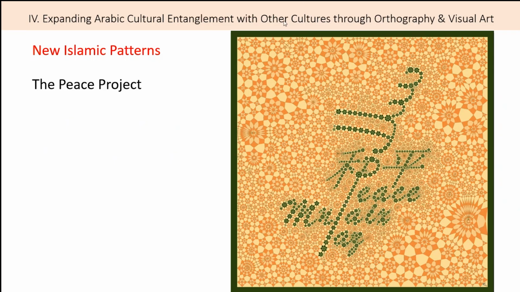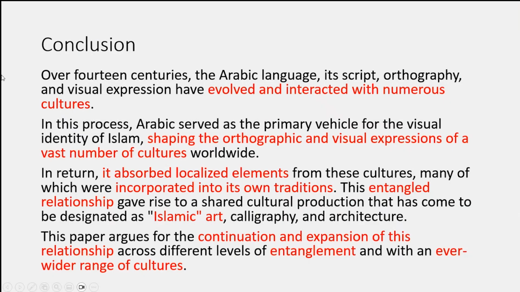To summarize, to conclude, over 14 centuries, the Arabic language, script, orthography, and visual expression has evolved and interacted with numerous cultures. In this process, Arabic served as the primary vehicle for the visual identity of Islam, shaping the orthographies and visual expressions of a vast number of cultures worldwide.